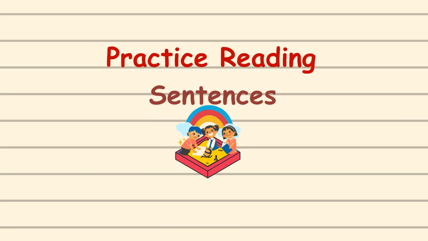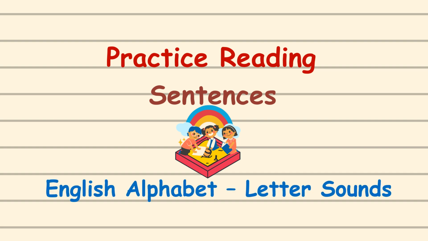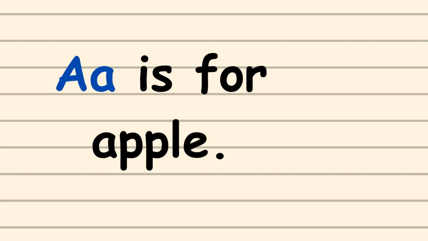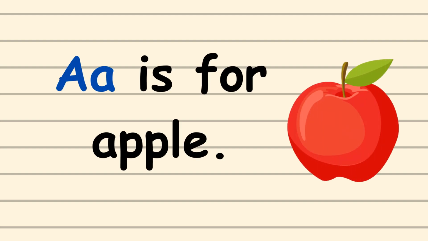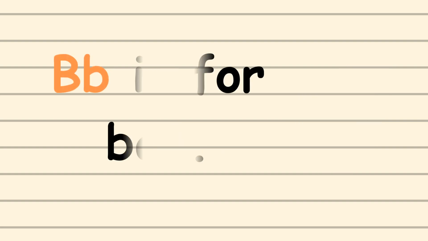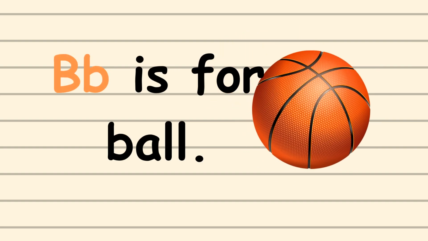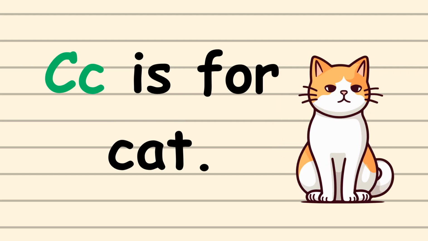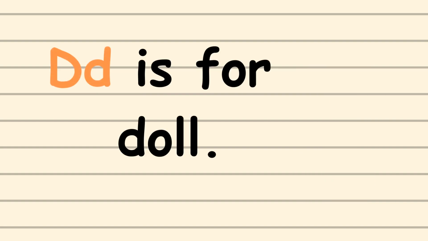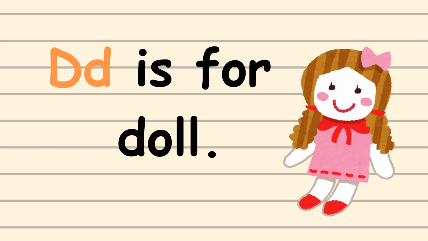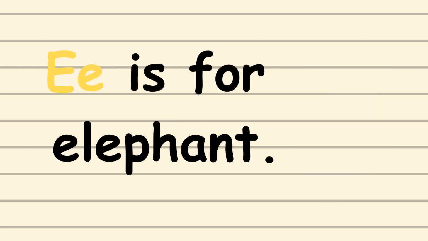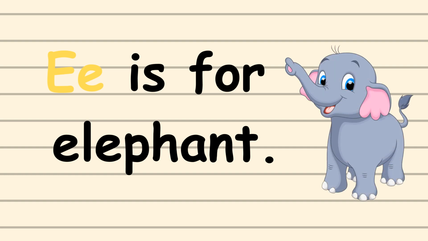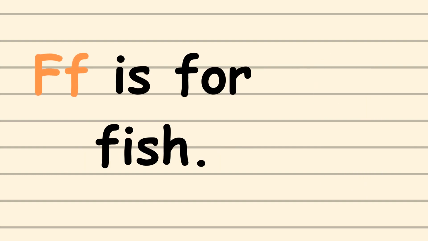Children, let's have some practice reading sentences with the English alphabet and letter sounds. Let's read. A is for apple. Apple. B is for ball. Ball. C is for cat. Cat. D is for doll. Doll. E is for elephant. Elephant. F is for fish.